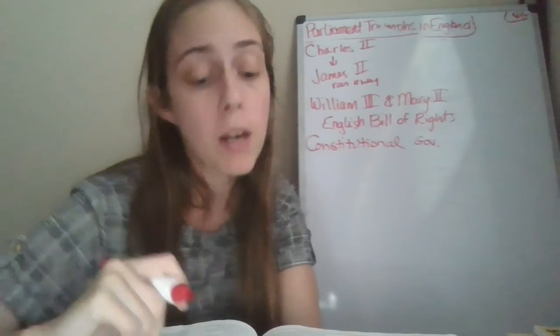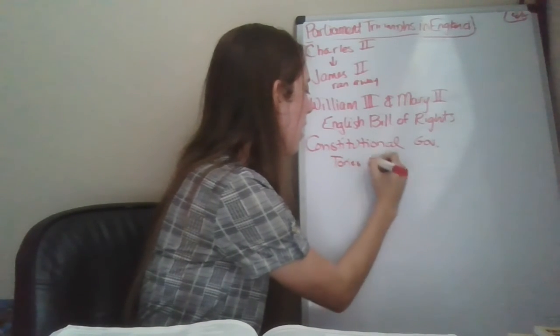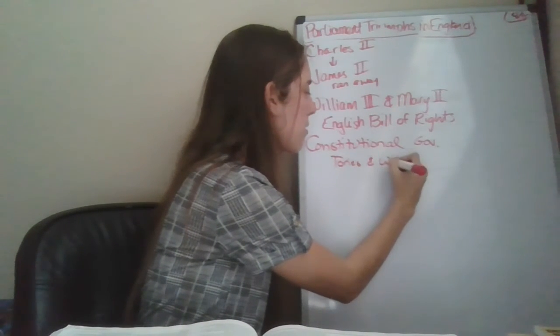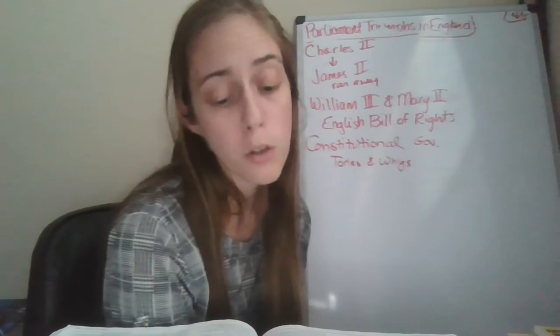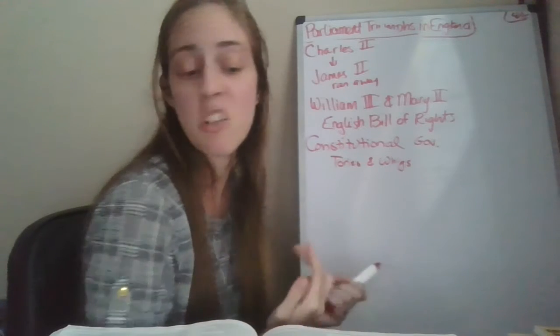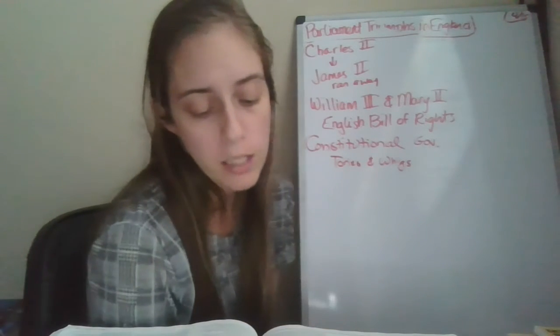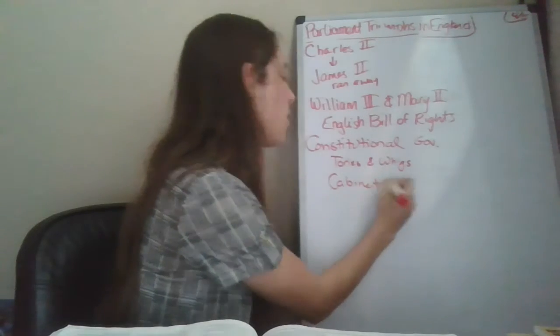This is where political parties emerge. We have the Tories, and we have the Whigs. The Tories were generally aristocrats. The Whigs, though, were more like urban business interests. They also create something called the cabinet system, named after the small room in which they met.